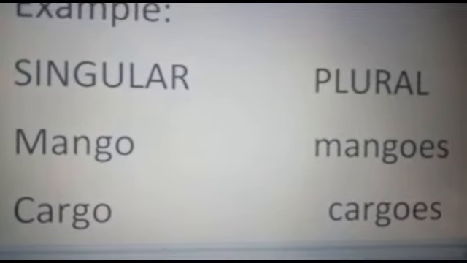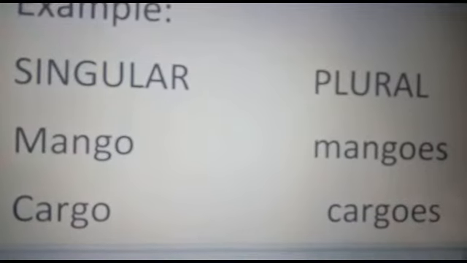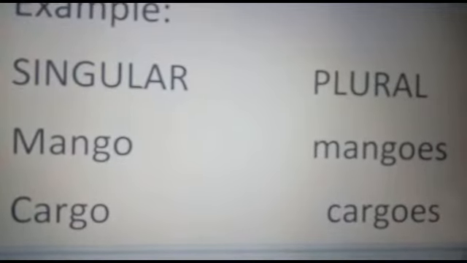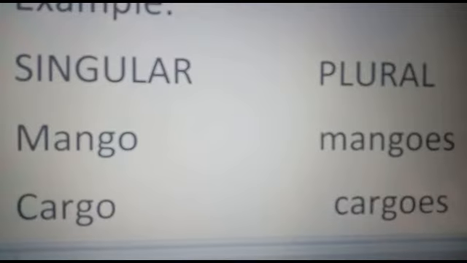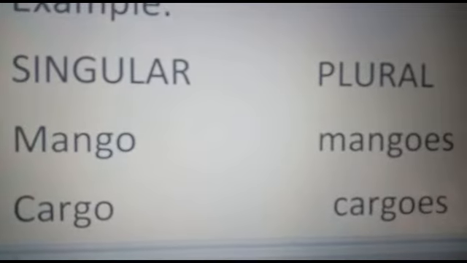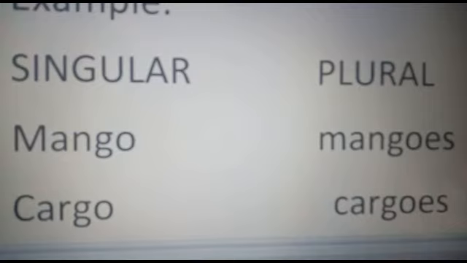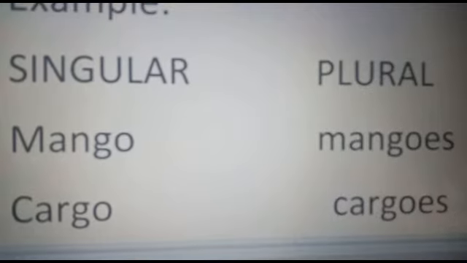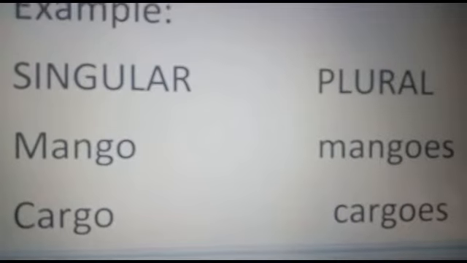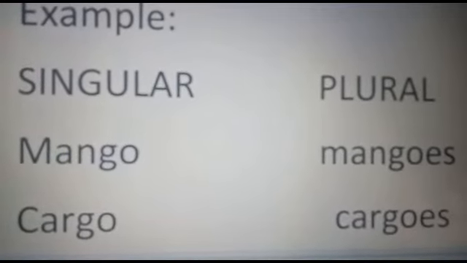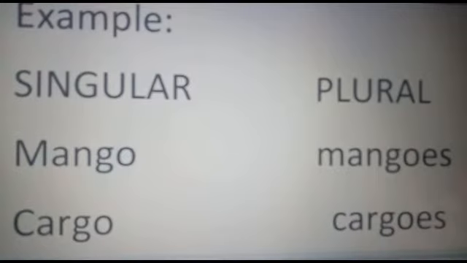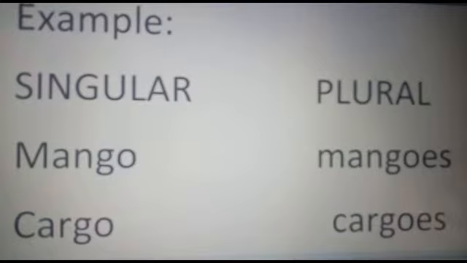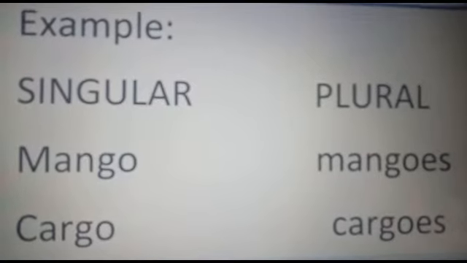For example, mango, mangoes, cargo, cargoes. You see, o should be preceded by a consonant and es is added. Let me give you another example. Let's say echo. It also ends with o and it is preceded again by a consonant. It will be echoes. Simply you have added es to it. So this is how you can form plurals out of the singular nouns. I hope it's clear and we'll move forward.